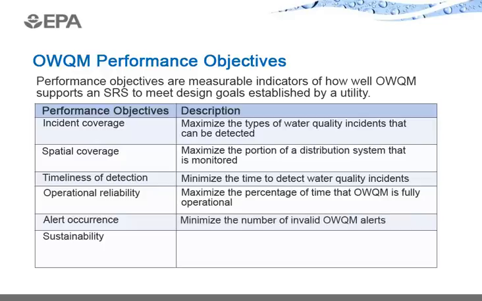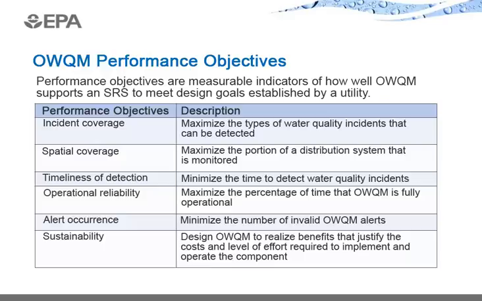For alert occurrence, utilities will want to minimize the number of invalid OWQM alerts generated while maintaining the ability of the system to detect true water quality incidents. Alerting is primarily impacted by the accuracy of OWQM data and the data analysis methods used. And for sustainability, utilities should design OWQM to realize benefits that justify the costs and level of effort required to implement and operate the component.